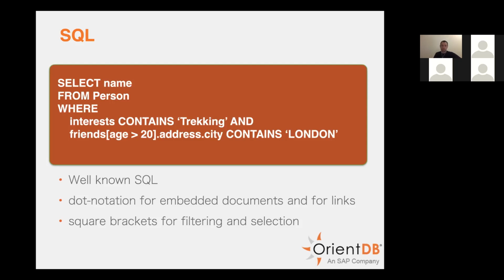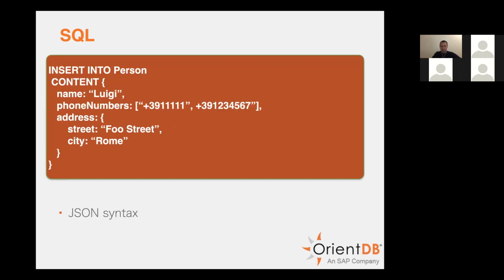And you have square brackets for filtering. So you can add conditions inside square brackets and they will filter collections. But also for selections. So you could do friends, square brackets, 1. So give me the second item, so 0, the first one. First item or second item of the collection. That's like an array.